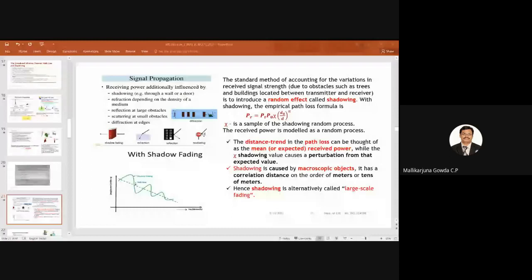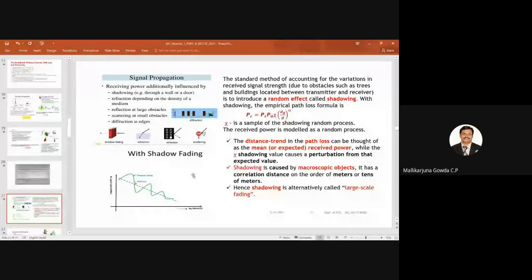Yes, I was telling now, shadowing happens due to buildings between the transmitter and the receiver, right? So here we take the variation of the received signal strength. I said due to obstacles. Those obstacles may be trees or buildings located between the transmitter and the receiver. So we introduce that effect as a random effect, and we call that shadowing.